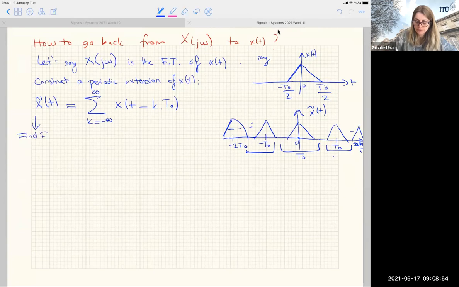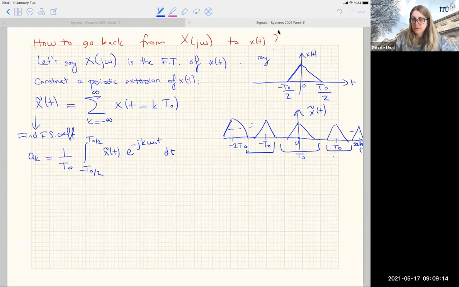Now, Fourier series, I can find its Fourier series coefficients. Find Fourier series coefficients of this guy. I know it is a_k equals 1 over T0, integral from minus T0 over 2 to T0 over 2, x tilde of t, right? e to the minus j k omega 0 t dt. This is my Fourier series coefficients equation.